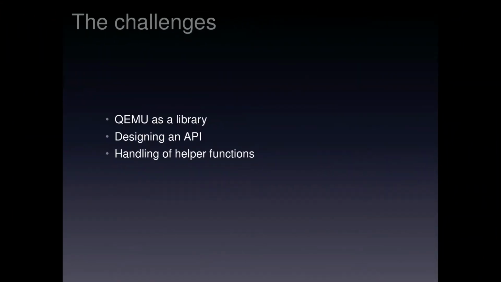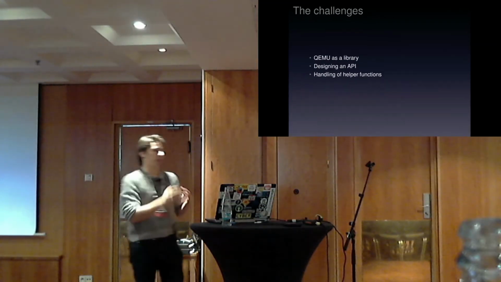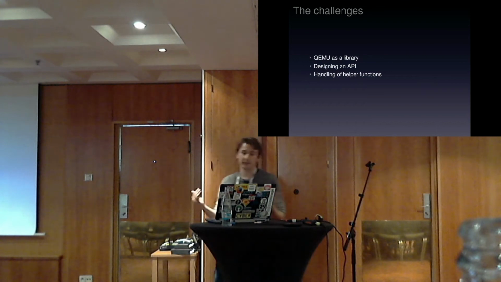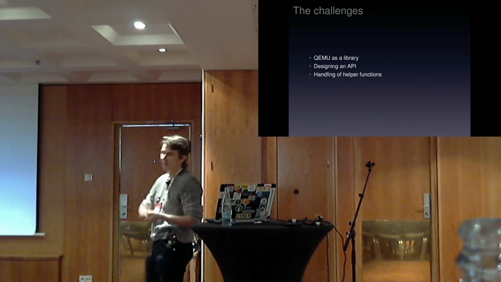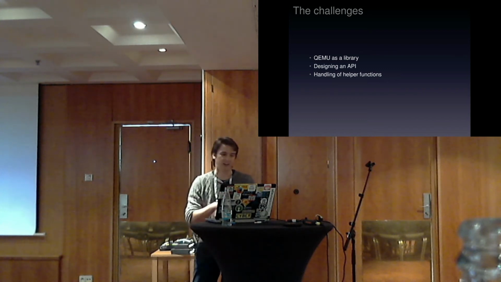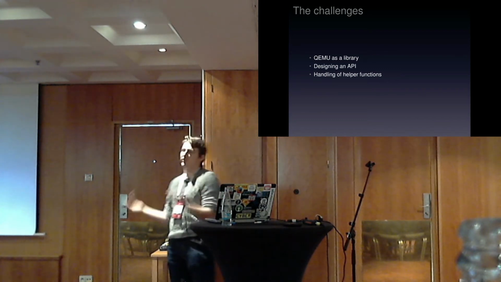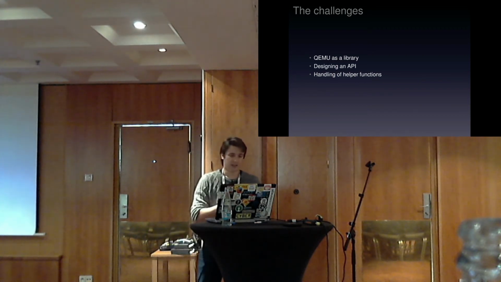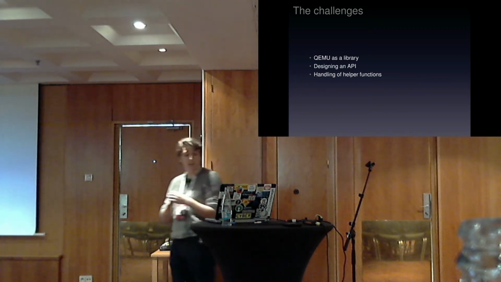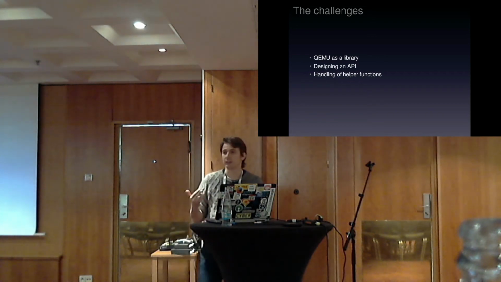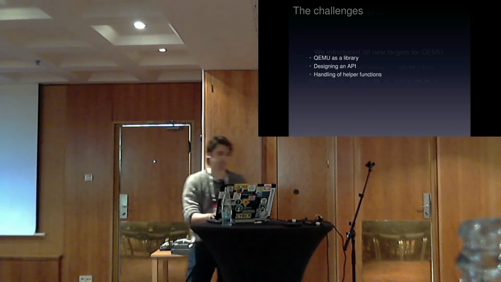Making a library out of QEMU obviously poses some challenges because QEMU has not been thought to be used as a library, right? So first of all, we need to think about position-independent code, how to output the files and things like that. Then we'll have to design a decent API, an API that is simple and portable. And then we'll also have to think how to handle helper functions because those are interesting too, right?